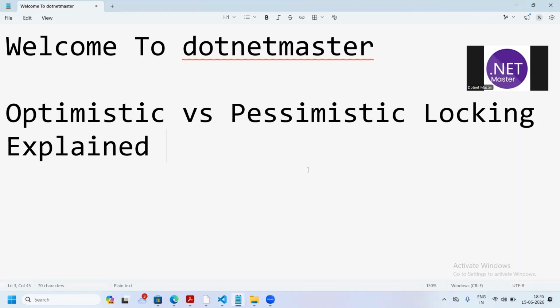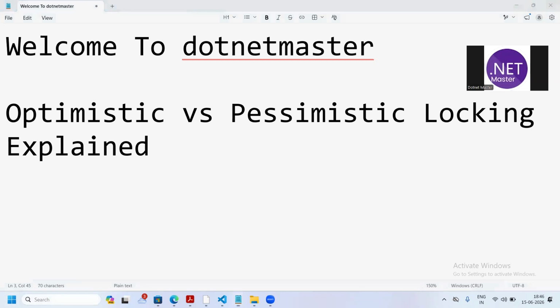Today I'm going to explain a very important topic in SQL Server: optimistic and pessimistic locking. This is the most important topic, and most developers get confused when explaining it during interviews. So today I am going to explain the clear-cut logic so that you can explain it in an interview. Let's start to understand what exactly optimistic and pessimistic locking are.